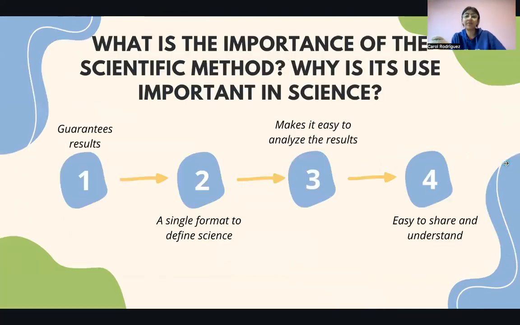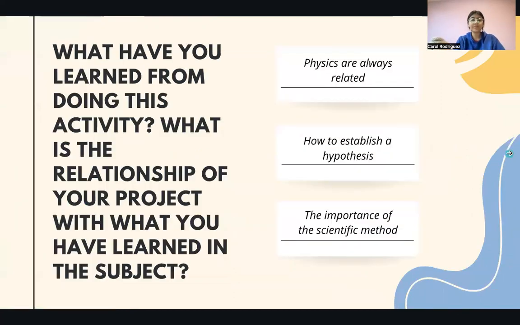And why is the scientific method important? I think it's important because it guarantees results. It's a single format to define a lot of data science. It makes it easy to analyze the results, and thus it makes them easy to share and understand for others.